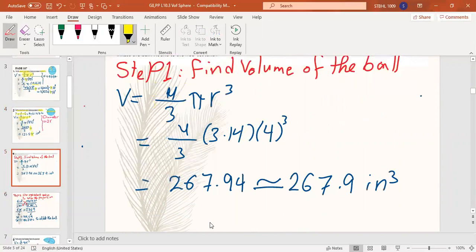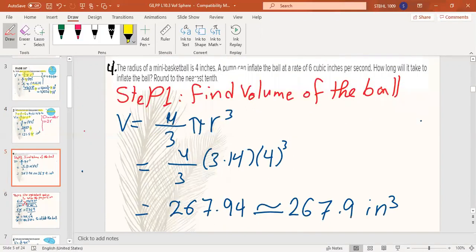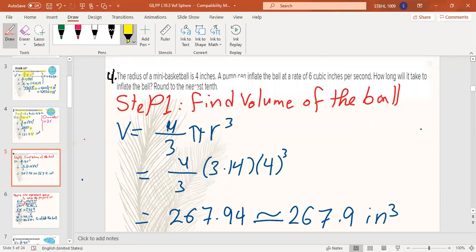And now we will go to apply volume of a sphere in real life problem. This is exercise 4. The radius of a mini basketball is 4 inches. A pump can inflate the ball at a rate of 60 cubic inches per second. How long will it take to inflate the ball? Round your answer to nearest 10th.